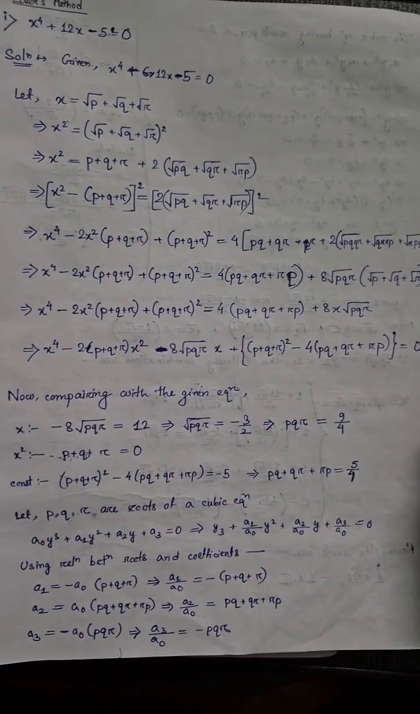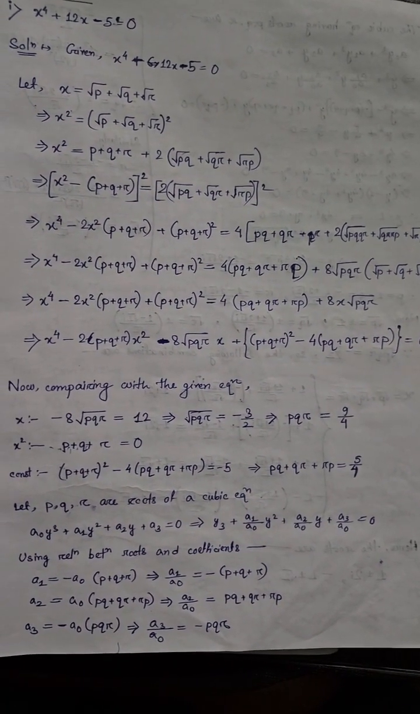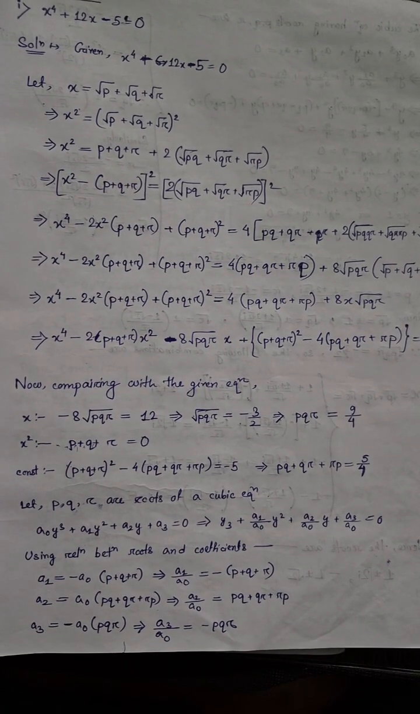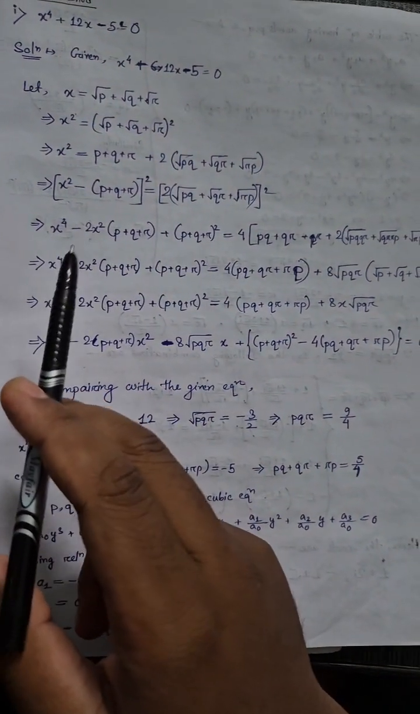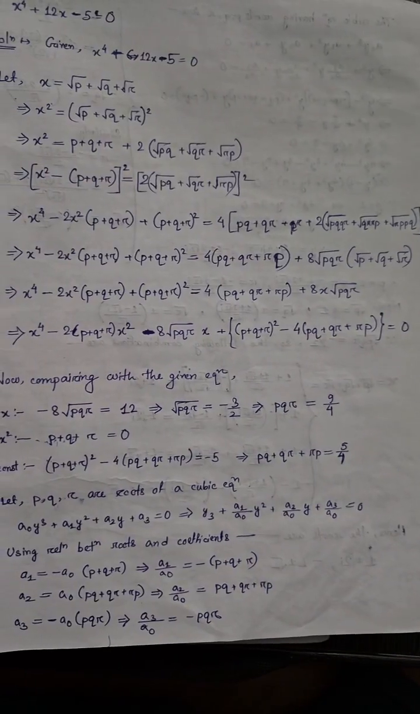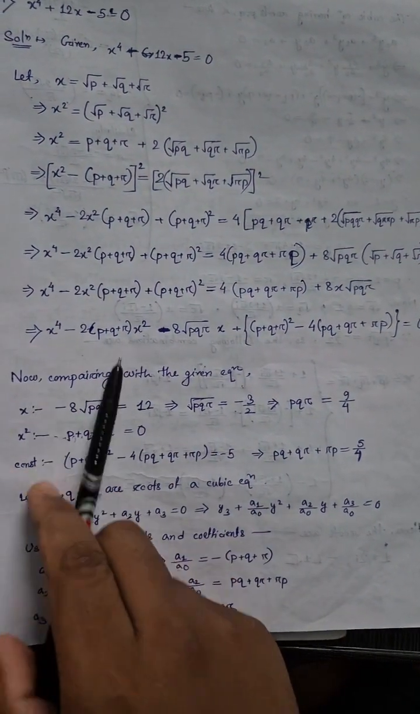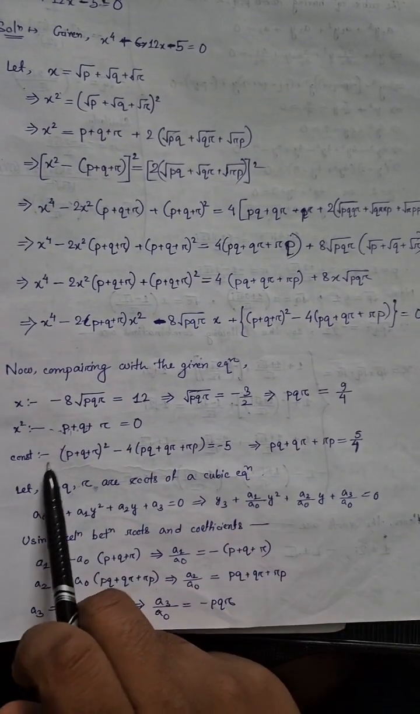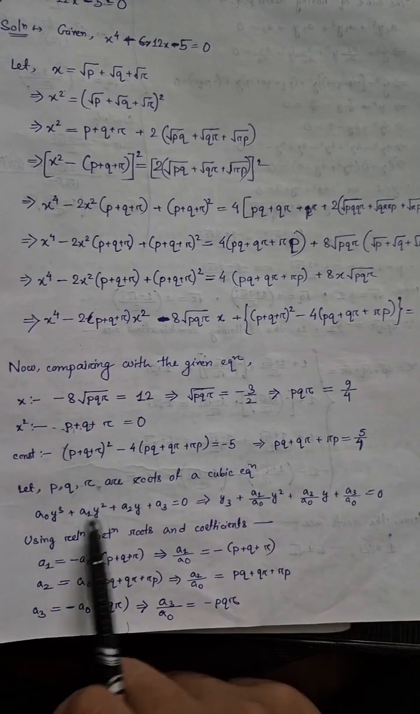So by squaring both sides, we get x square equal to p plus q plus r plus 2 into root pq plus root qr plus root rp. So by rearranging this and again by squaring both sides and using the identity, we get this. So by again rearranging, we compare it with the given equation to get pqr equal to 9 by 4, p plus q plus r equal to 0, and pq plus qr plus rp equal to 5 by 4.